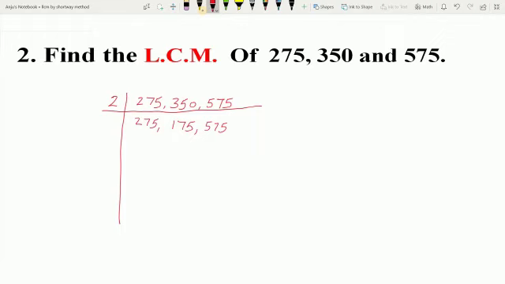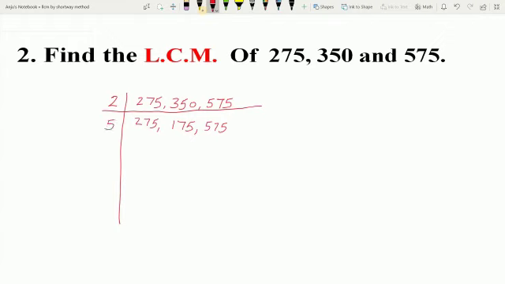Now see student, all these numbers are odd numbers and we know these numbers are not divisible by 2. So we see the next prime number. Is it divisible by 3? No, it is not divisible by 3. So we move to the next prime number, that is 5. Yes, it is divisible by 5 because the one's place digit is 5. And as we have studied in the divisibility test, if the one's place digit of a number is 5, then it is divisible by 5.